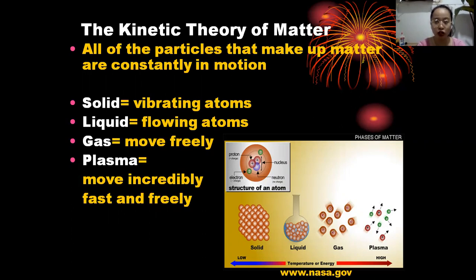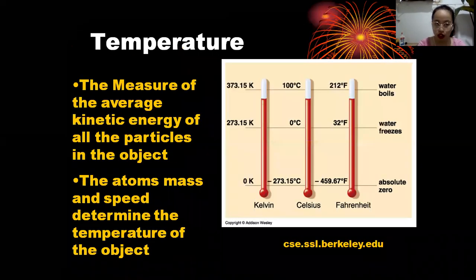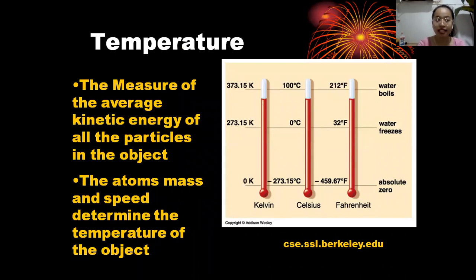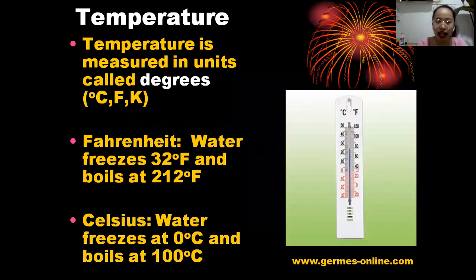Always remember, grade 8, when an atom undergoes heating, it moves very fast. It will get energized. Okay? So we have the temperature. It is the measure of the average kinetic energy of all the particles in the object. The atom's mass and speed determine the temperature of the object. And we have the units for temperature. We have three: degrees Celsius, Fahrenheit, and Kelvin. But the standard unit that we use is Kelvin.